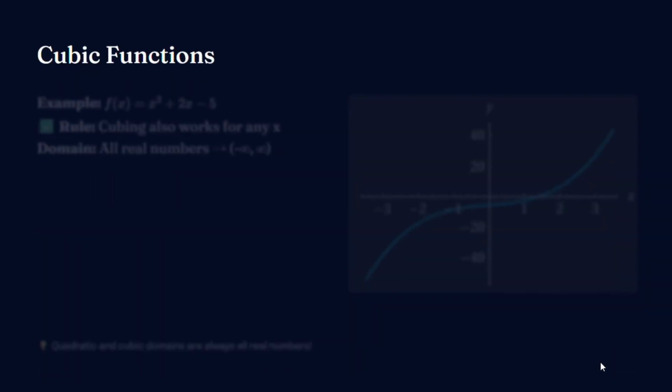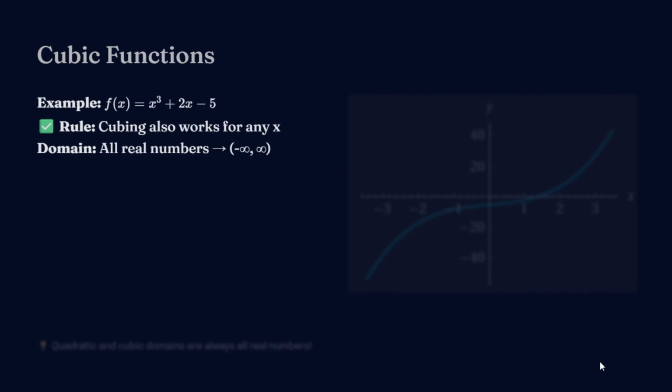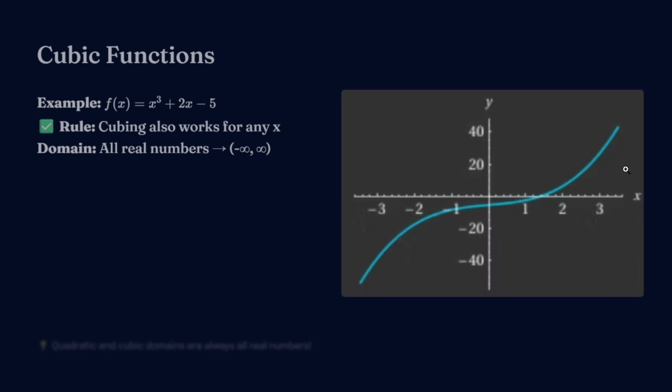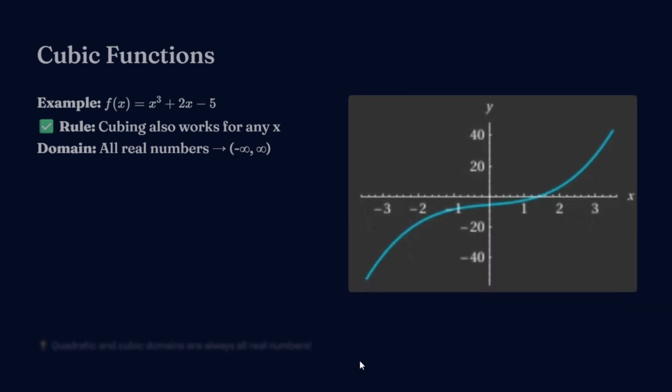Now let's talk about cubic functions. Cubic functions are functions of the third degree. So for this example, we have f of x equals x cubed plus 2x minus 5. We can see the graph here of the function. And cubing also works for any x. Therefore, the domain will be all real numbers. So x can take any value from negative infinity to positive infinity.